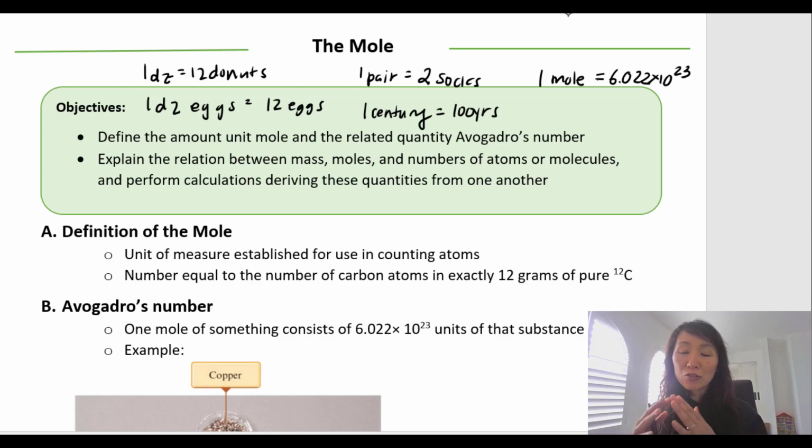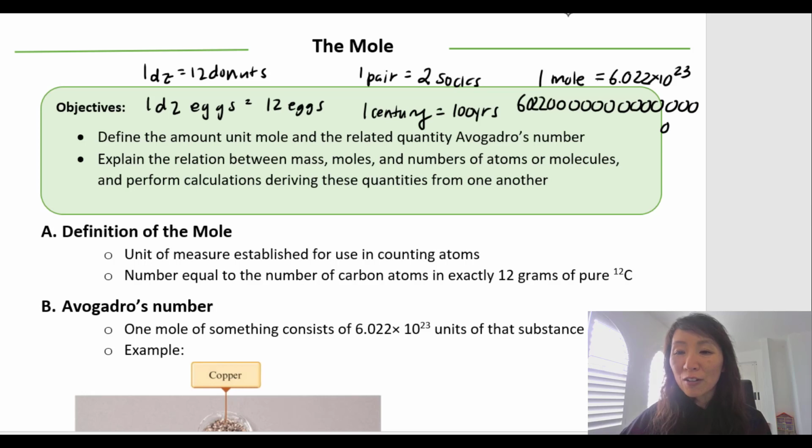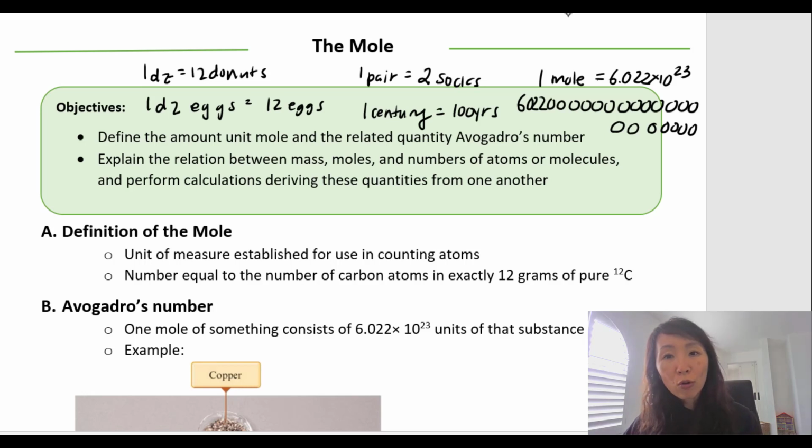If I were to stretch it out in standard form, you would have a lot of zeros. I will see if I can have enough zeros there to cover it all. Let's see, 1, 2, 3, 4, 6, 8, 13, 14, 15, 16, 17, 18, 19, 20, 21, 23. So that's how many zeros I would need, and that's how many donuts I would receive if I ask for 1 mole of donuts.